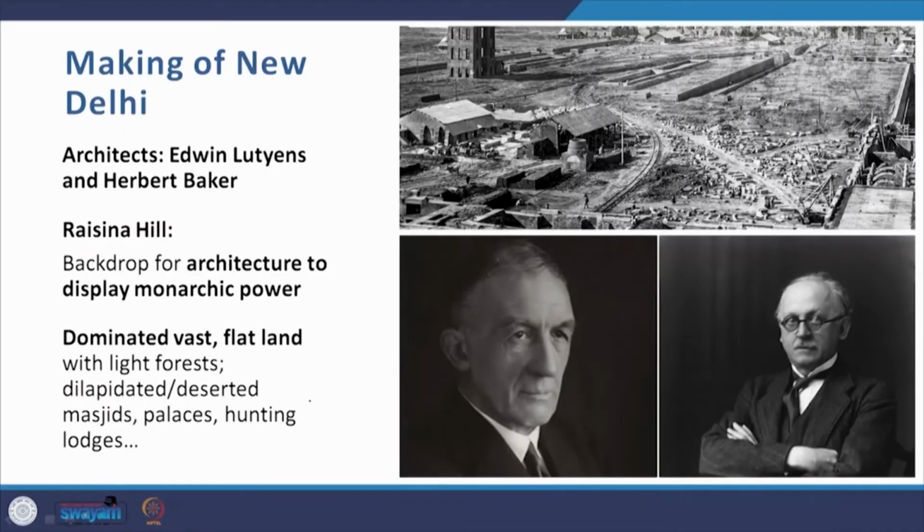So in the making of New Delhi, two primary architects responsible were Sir Edwin Lutyens and Sir Herbert Baker, and Raisina Hill, which is the focus of the making of New Delhi, is the backdrop of architecture to display the monarchic power. It was dominated by a very vast flat land. This is an old image that you see when the construction had started. There were light forests existing at the time, there were dilapidated or deserted masjids and palaces and hunting lodges, and this was the site, this flat land, that was chosen for the construction of New Delhi.